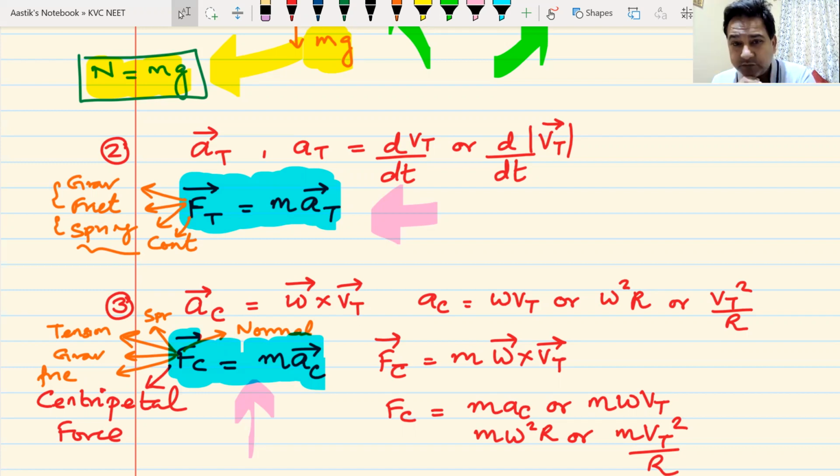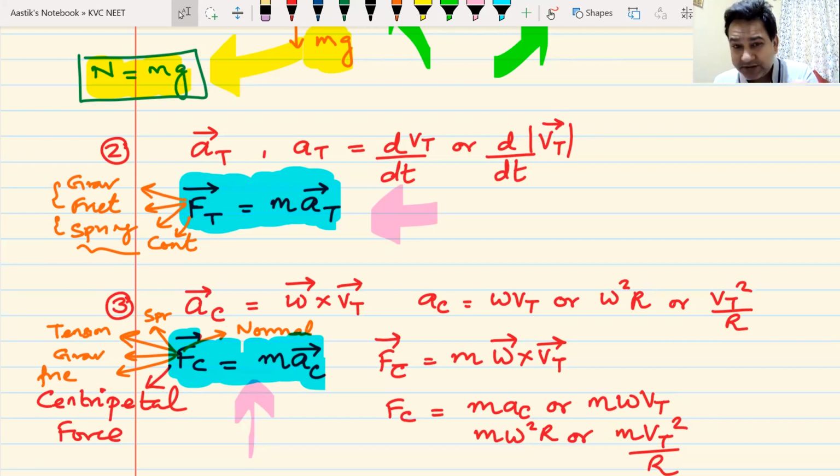Where you have to resolve forces. No one in the online class also. So everyone is sleeping, I guess. No one in the offline class. Sir, along tangent and radius. Yes.